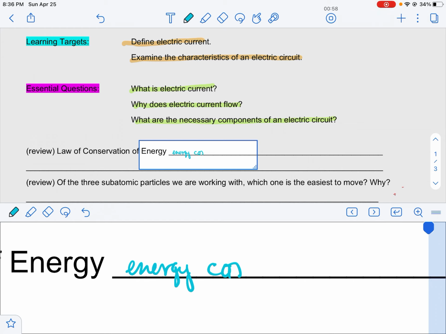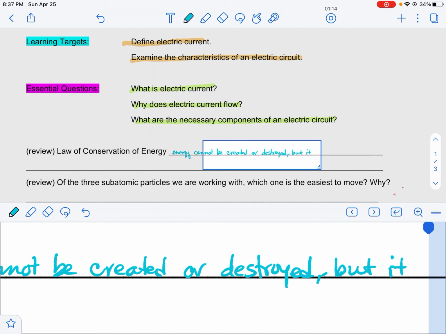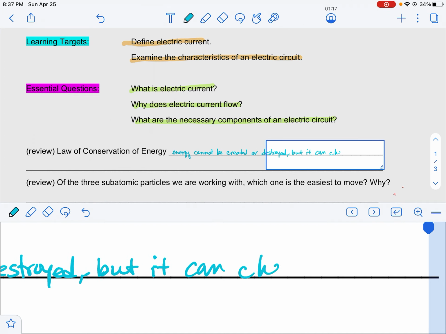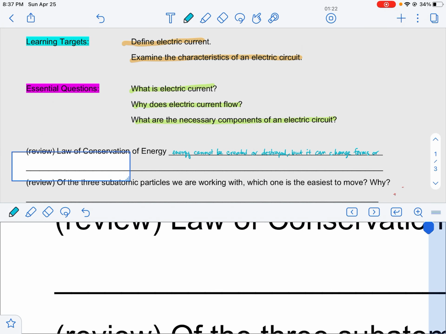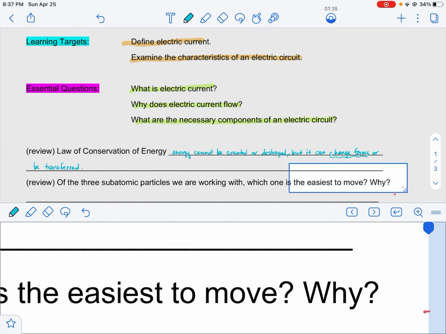cannot be created or destroyed, but it can change forms or be transferred. And what we're going to look at today is this idea of changing forms. Okay? So another review question for you.